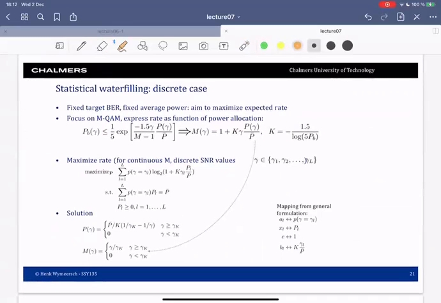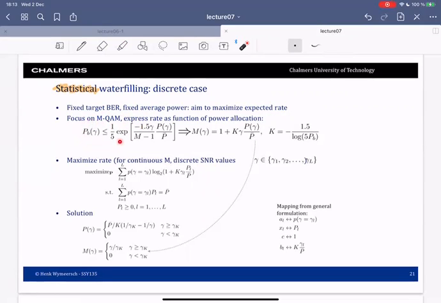There are two cases. The one is called statistical water filling. The other one will be called deterministic water filling. We will see only the discrete case. This means that the signal-to-noise ratio can only take on discrete values. The continuous case is more involved because it requires integrals. We will fix a target bit error rate and an average power, and we want to maximize our rate. So we want to allocate power and modulation formats to maximize our rate. We will specifically focus on mQAM in this case.